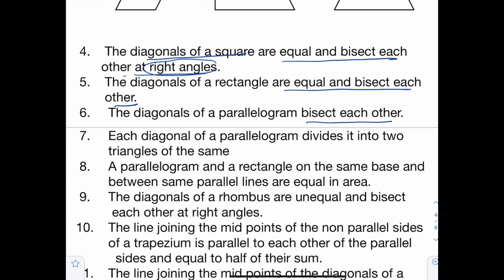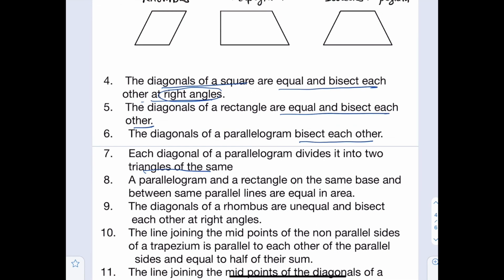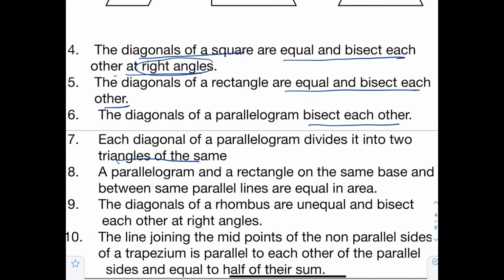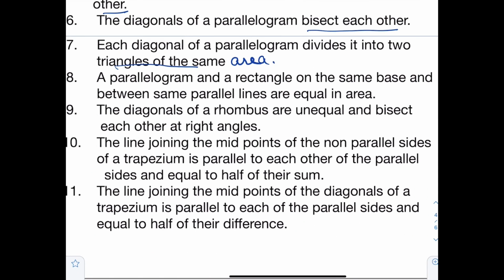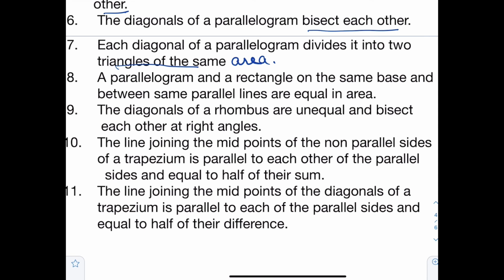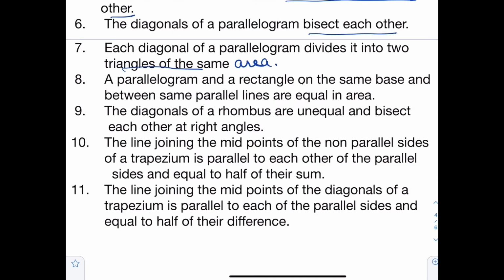Each diagonal of a parallelogram divides it into 2 triangles of the same area. Eighth one, a parallelogram and a rectangle on the same base and between the same parallel lines are equal in area.